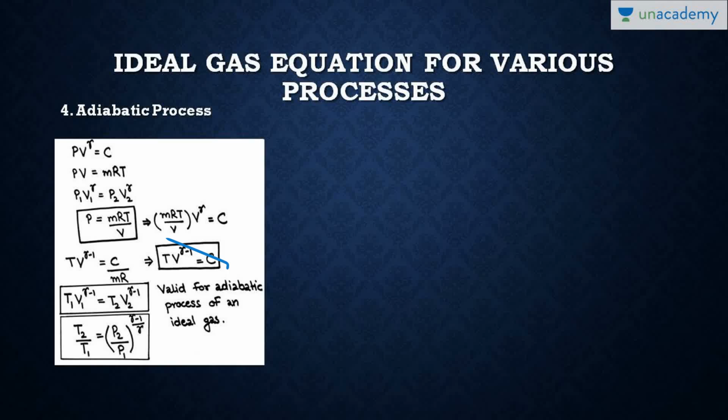We can also write it as T1 V1 raised to power gamma minus 1 equal to T2 V2 raised to power gamma minus 1, which is T2 by T1 is equal to P2 by P1 raised to power gamma minus 1 upon gamma. This is valid for adiabatic process.